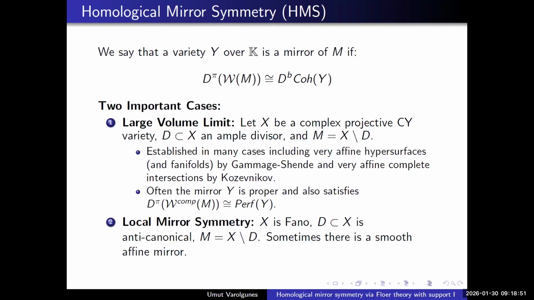Okay, I'm going to return to this large volume limit case at the very end, if there's time, with an example. But the one that I want to focus on today is what I like to call local mirror symmetry. In this case, you start with a Fano and remove an anti-canonical divisor. In this case, the grading structure does not extend. It has poles along the boundary divisor. Okay, so a different case. And I will call this local mirror symmetry if the mirror itself is also a smooth affine variety.